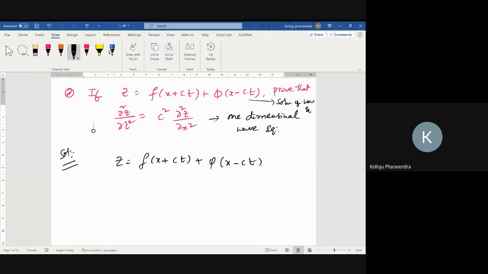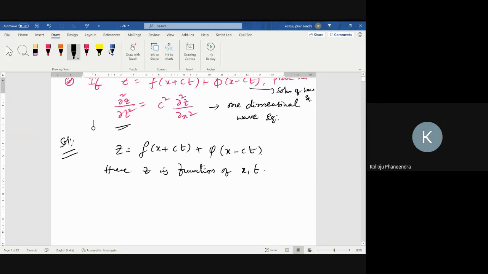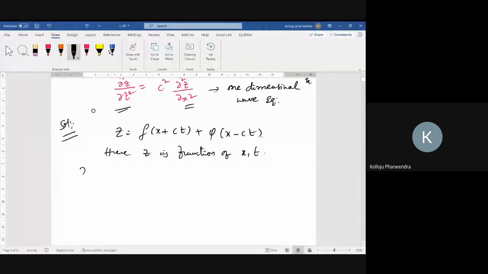Okay, let me write here. Z is a function of x, t. Okay, so first see what I have to prove. Double derivative dou square z by dou t square, and the next one I have to calculate dou square z by dou x square. So let me find first order partial derivatives. And what is the first order partial derivative? First one, dou z by dou t. Let me find. Dou z by dou t means what? Differentiating equation 1 with respect to t.